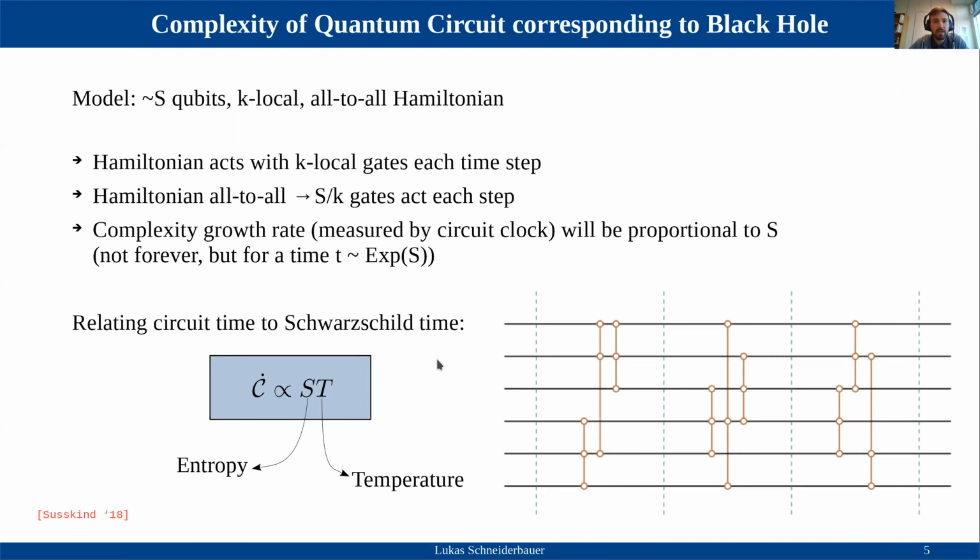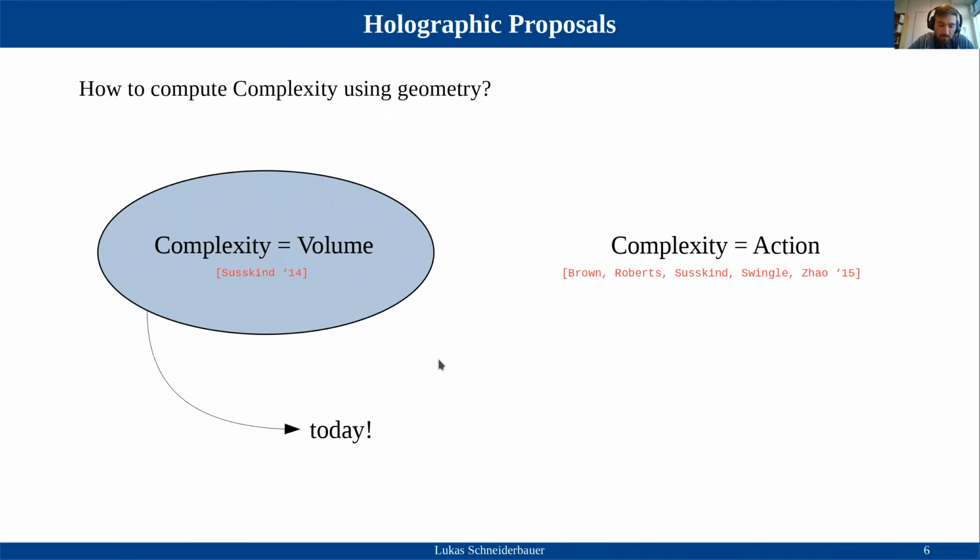Because now we have this reasoning on the quantum circuit side, we can ask, is there actually a holographic dual to this notion? Could we compute this complexity purely by using the geometry side? And there were basically two proposals that came up, in 2014, the first one by Susskind, was that this complexity should be somehow related to the volume of the black hole. So this is essentially what we are going to talk about today.